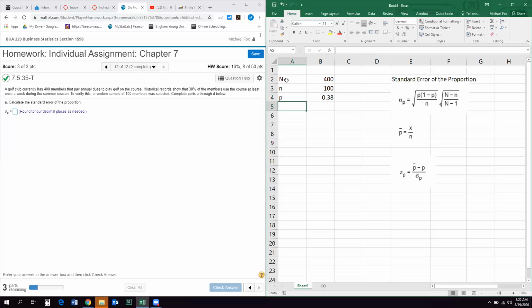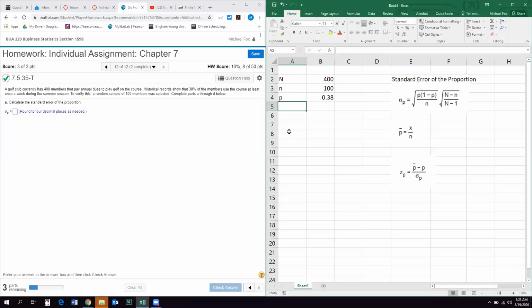So the first thing we have to do is calculate the standard error of the proportion. And the formula I have up is for the standard error of the proportion when we have a finite population, meaning in essence that our sample size is more than 5% or so of our entire population. In this case, we're going to have to use this finite population correction factor. That's this portion of the formula, because our sample size is actually 1/4 or 25% of the total population.